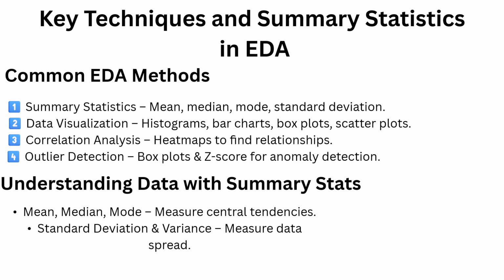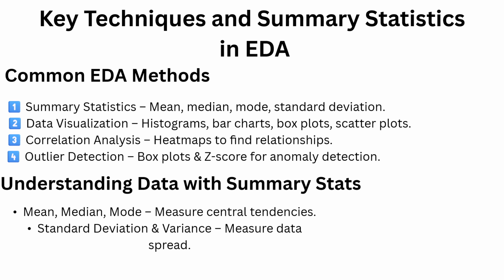Then third is correlation analysis. Correlation analysis is finding relationships between variables. For correlation analysis, we use visualizations like heat maps. Heat maps show the correlation between multiple features. For example, do users who watch crime shows also watch thrillers?